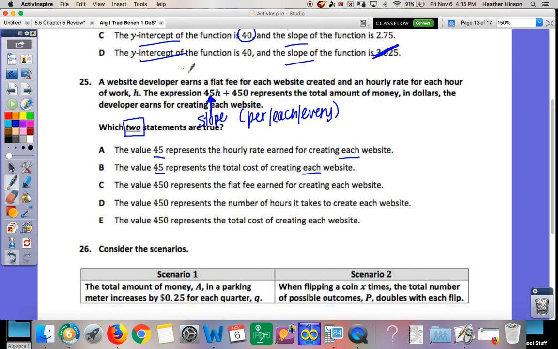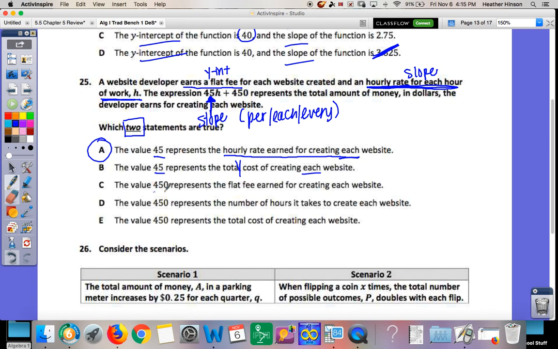Well, go back and read your problem. It says he earns a flat fee. The flat fees are always going to be your initial, your y-intercept. Then he earns an hourly rate. Rate is your slope. So he's earning it for each hour of work. That is your slope. So he got an hourly rate earned for creating the website, not the total cost. The total cost is going to be y, not your slope. So A.